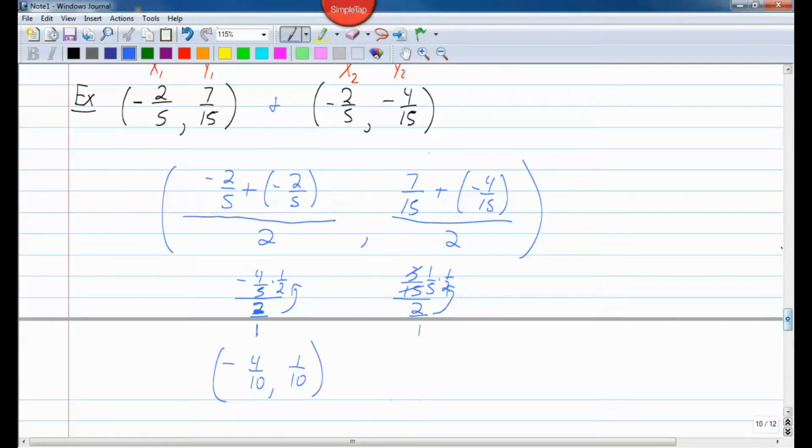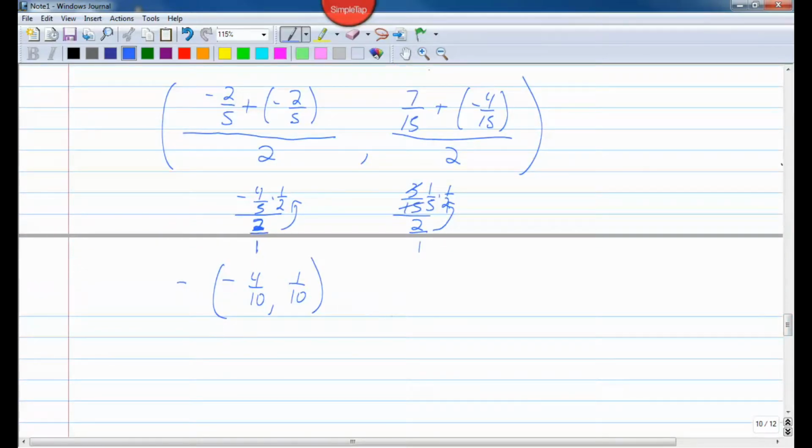So the x coordinate will reduce, won't it? So that's going to be what? Negative 2/5 and 1/10. That's your midpoint. Your point negative 2/5, 1/10. Alright.